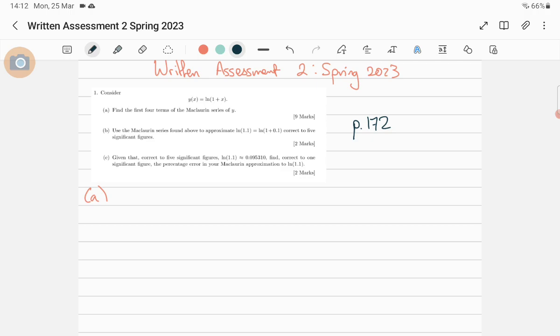Okay, so the first four terms of the Maclaurin series. Our Maclaurin series formula says it's y of 0 plus y dashed of 0 times x plus the second derivative of the function divided by 2 times x squared plus the third derivative of the function at 0 divided by 3 factorial, which is 6, times x cubed. So it's a way to approximate this thing. We just have to calculate some derivatives and evaluate them at 0.